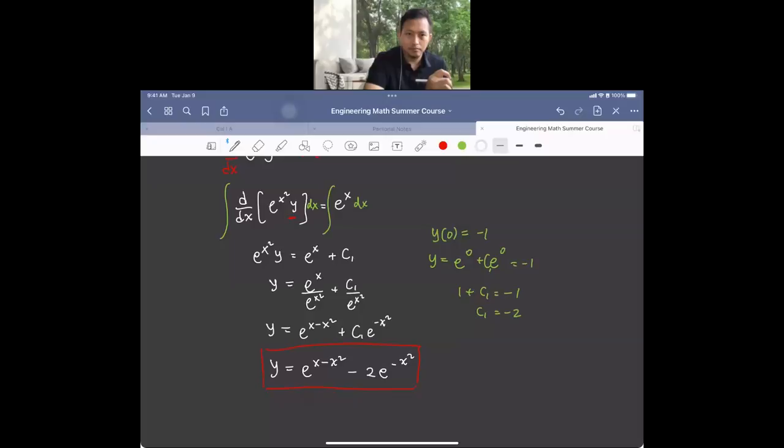Okay, maybe one more example with a little bit more complicated one. Or maybe later we can move back to this exercise. But I think you get the idea, right? You get the idea of the integrating factor.